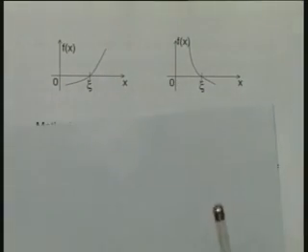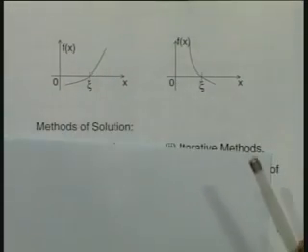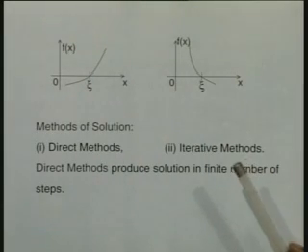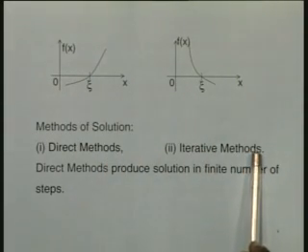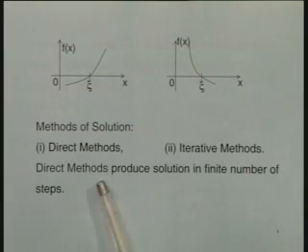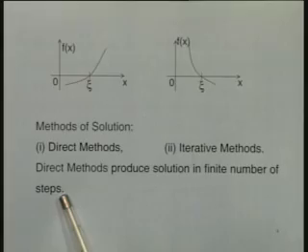Now, if you want to construct methods for this, there are two types of methods. One is called the direct methods, the other is the iterative methods. In the direct methods, we can produce a solution in a finite number of steps. Therefore, that means we will be able to count the total number of operations in a particular method and say you need to do this many multiplications, this many divisions, this many additions and subtractions.